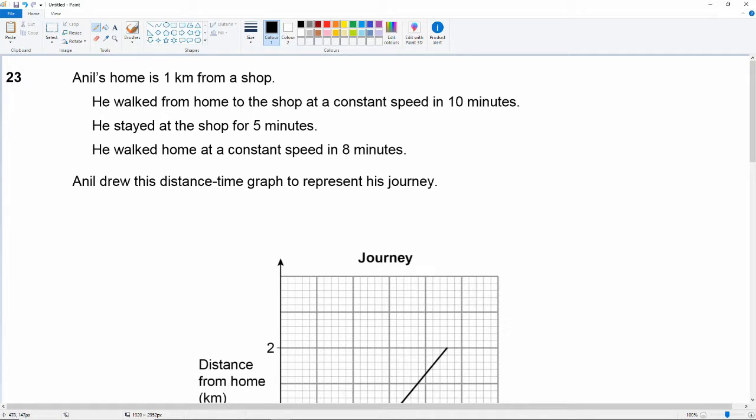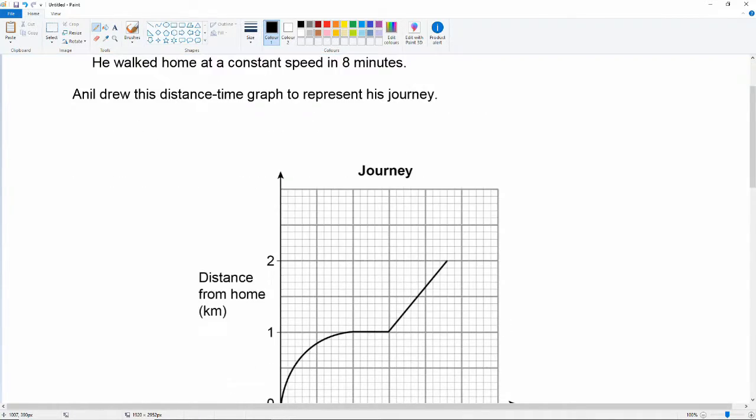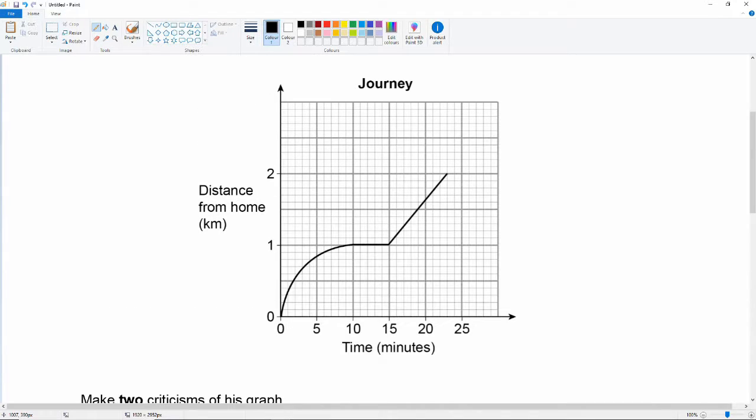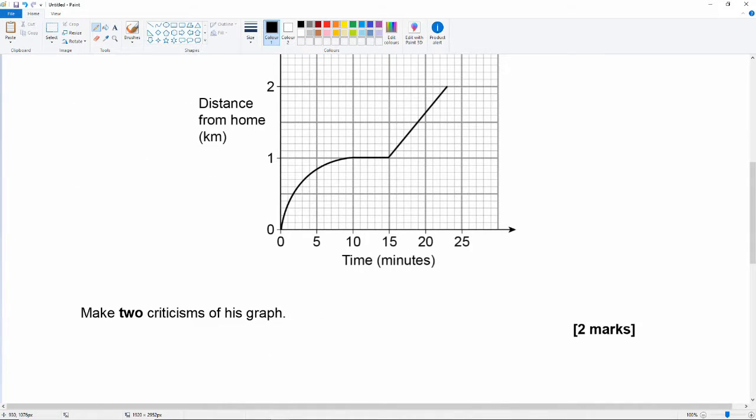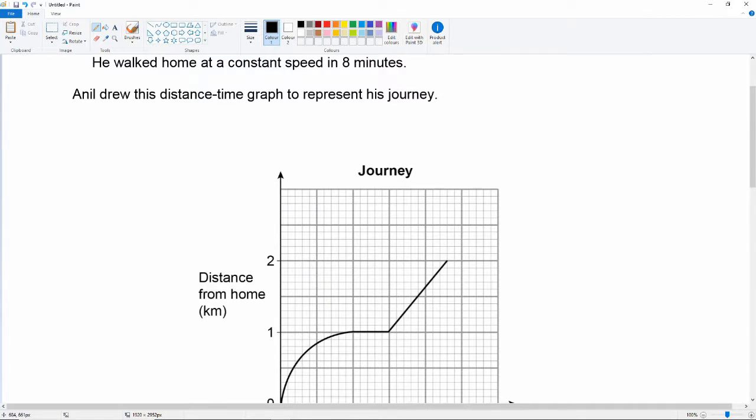shop. He walked from home to the shop at a constant speed in 10 minutes. He stayed at the shop for 5 minutes. He walked home at a constant speed in 8 minutes. Anil drew this distance time graph to represent his journey. That doesn't look right. Make 2 criticisms of his graph.